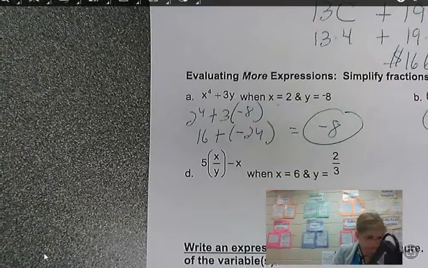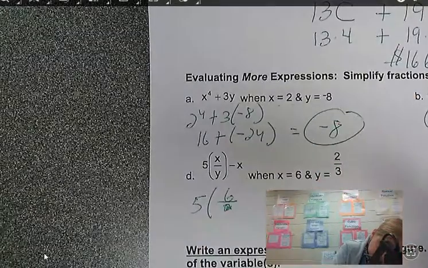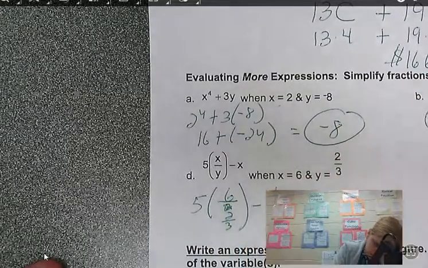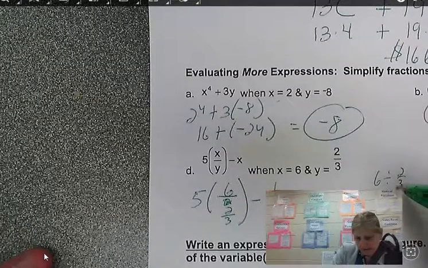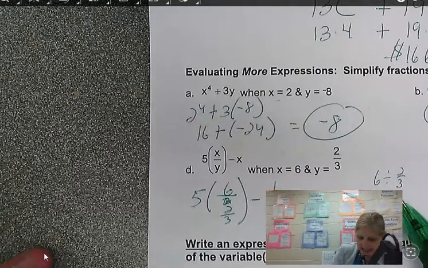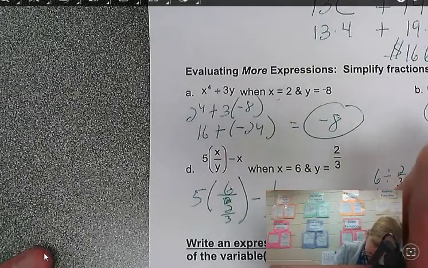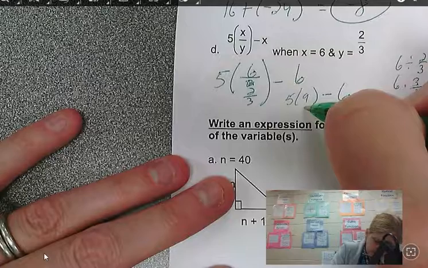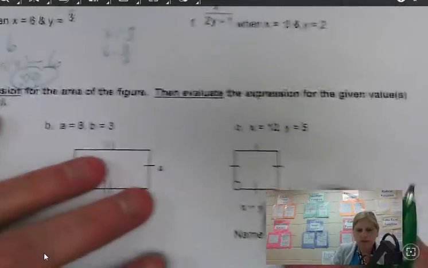Letter D. 5 times 6 over, oh my goodness, 6 divided by 2/3 minus 6. Well, how do you do this? 6 divided by 2/3. Think of it like this. 6 divided by 2/3 is the same as 6 times 3 halves. 6 times 3 is 18. Divided by 2 is 9. So this number right here is actually 9. So 5 times 9 minus 6. That is 45 minus 6, which would be 39.